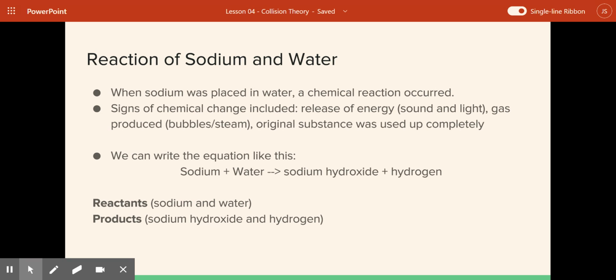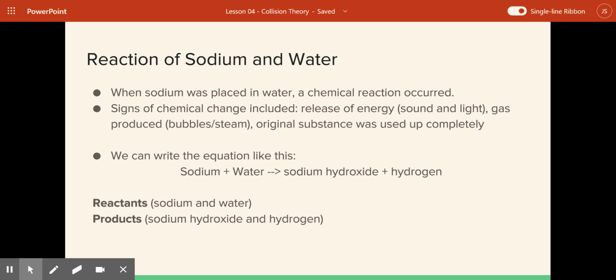First let's review the reaction of sodium and water. When sodium is placed in water, a chemical reaction happens. We know this because we saw signs of chemical change like we had previously listed. There's a release of energy in the form of sound and light, and then the little explosion at the end. Gas was produced, there were some bubbles and steam, and the original substance, sodium, was used up completely.